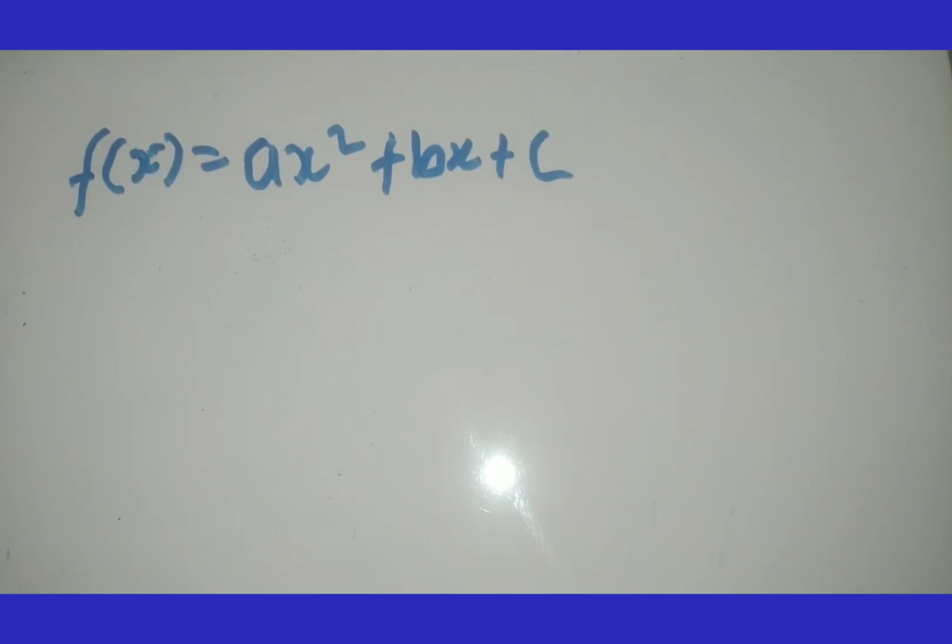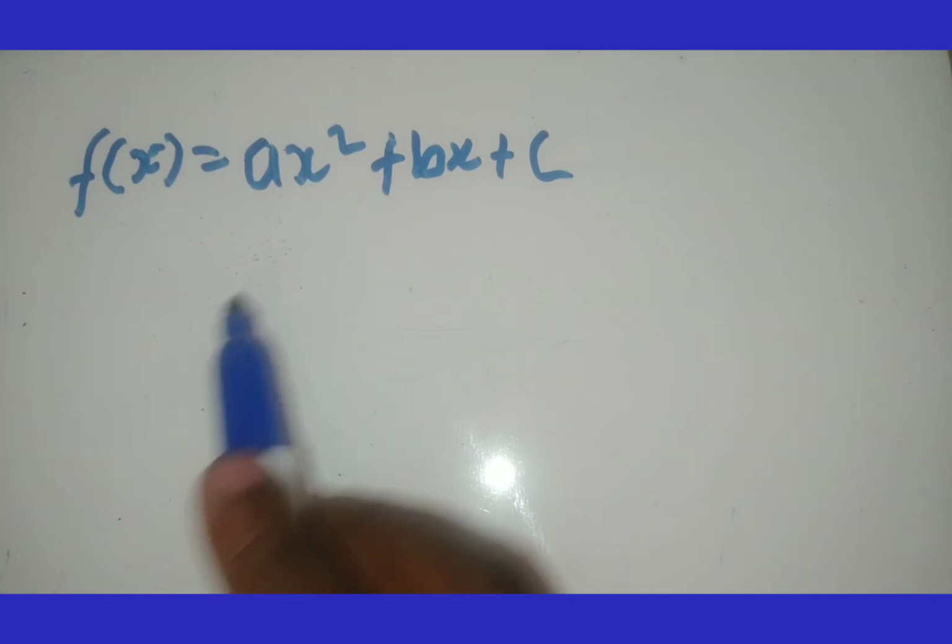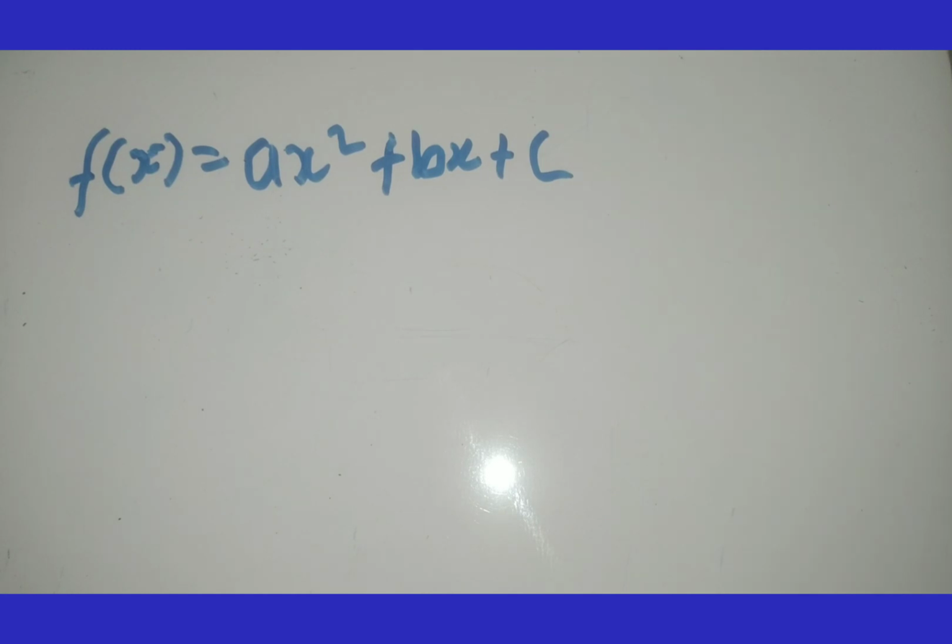Good day. Today I'm going to show you how to draw the parabola. First of all, you need to know the standard form of the parabola. The standard form of the parabola is f of x equals ax squared plus bx plus c. So for you to understand functions, you need to know the standard form of every type of function. You need to know what a affects, what b affects, and what c affects.